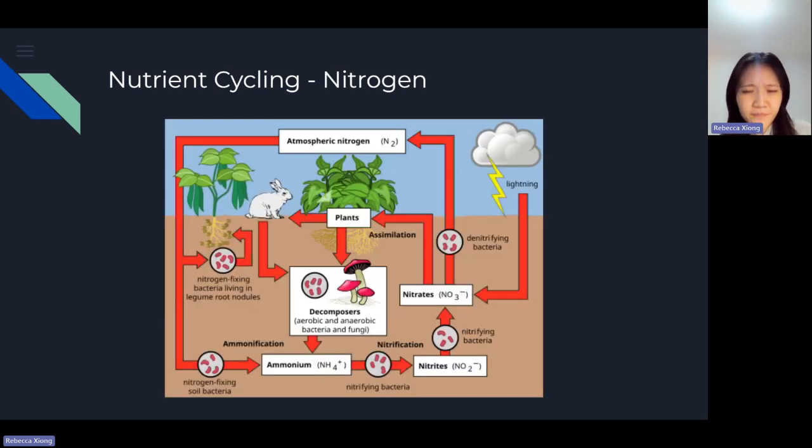Second one is nitrogen. So it gets tested a lot, nitrogen as one of the key components or nutrients in plants, plant biology.